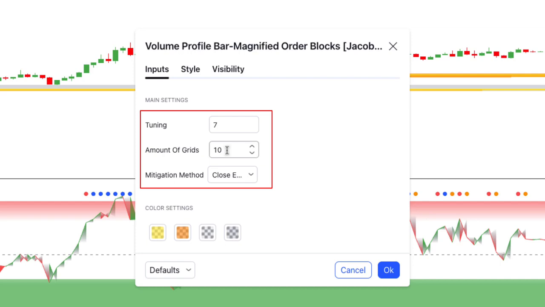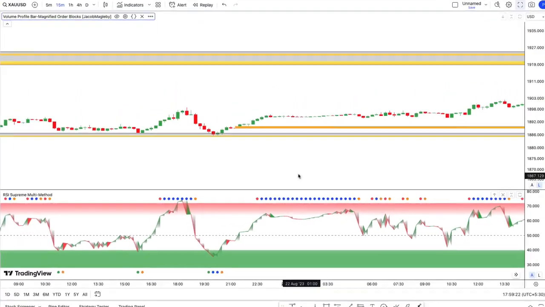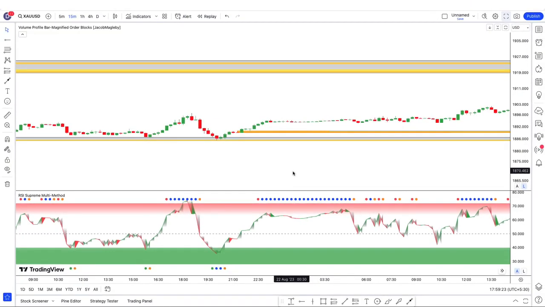You can also customize the level of detail in your volume profile by selecting the number of segments you want inside each order block. I prefer to set this number to 7. So what is the best way to use these indicators in practice? Before I show you the strategy, let me first explain what an order block is and why it is so important.